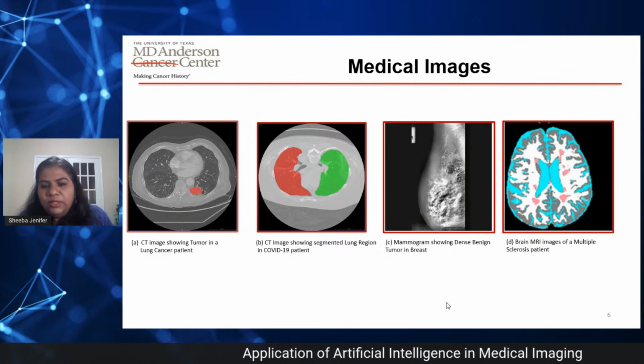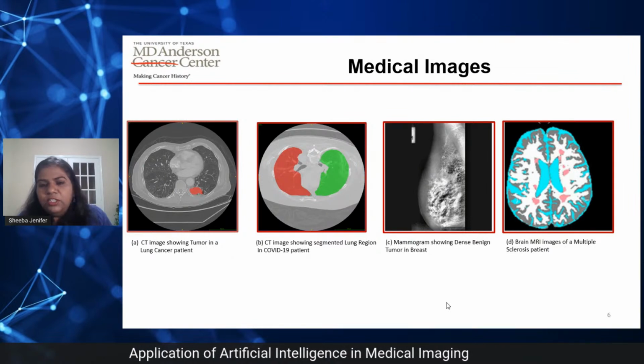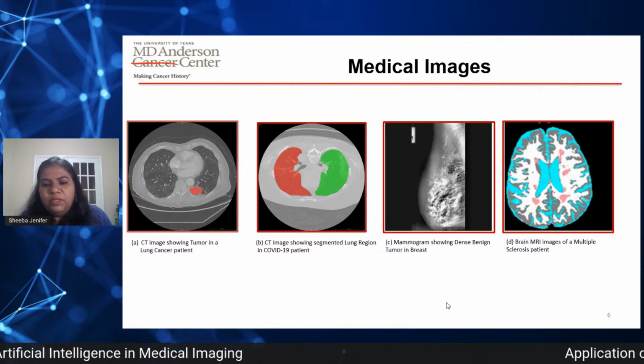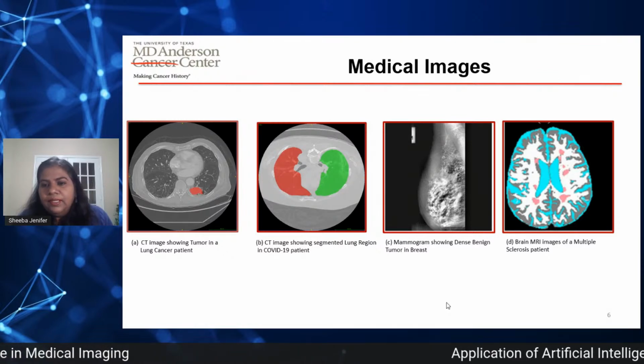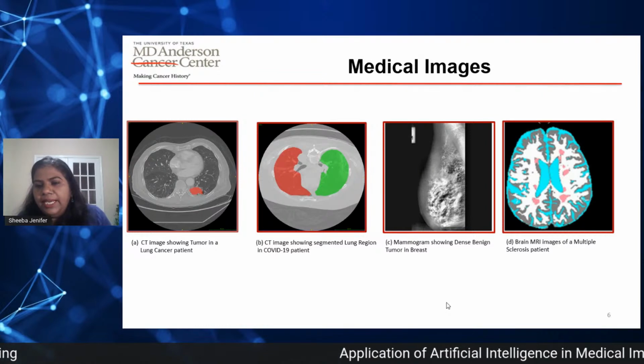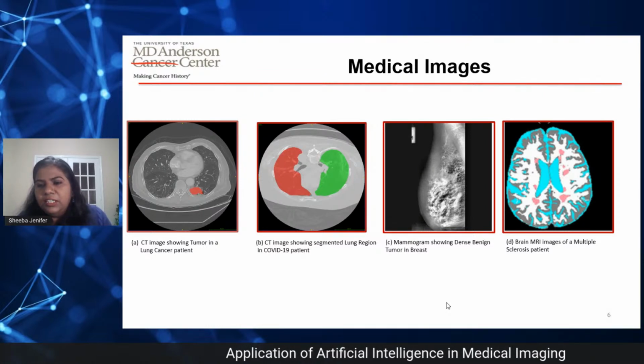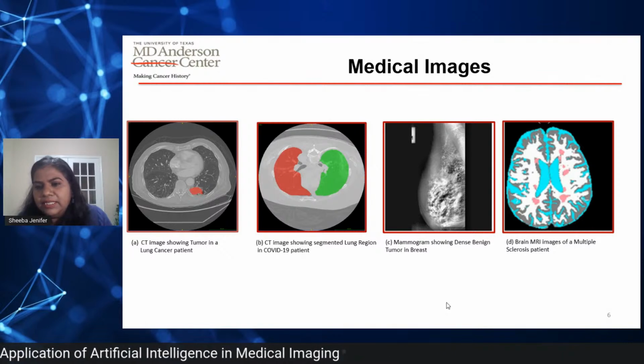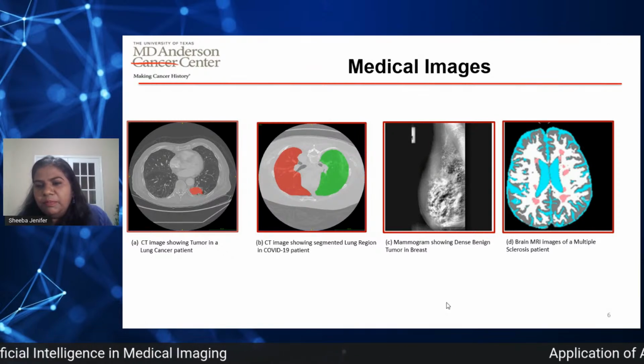The third picture is a mammogram image of a breast cancer patient showing a dense benign tumor in the breast. And the fourth image is a brain MRI image of a multiple sclerosis patient. Now you can see the pink colored dots are nothing but some of the lesions that are present in the image.